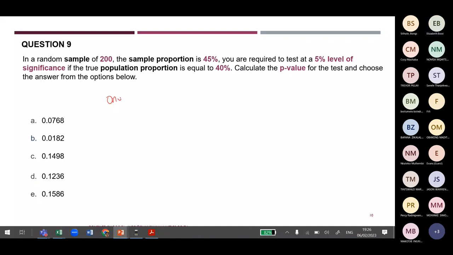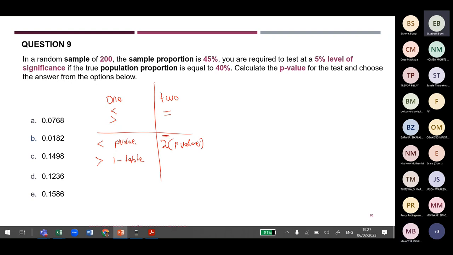One-tail means you should hear words like greater than or less than. A two-tail, you should have words like equal, right? Because when you find your p-value for the less than, the p-value will be the table value. For a greater than, it will be 1 minus the table value. If you are doing a two-tail, it will be 2 times the p-value.